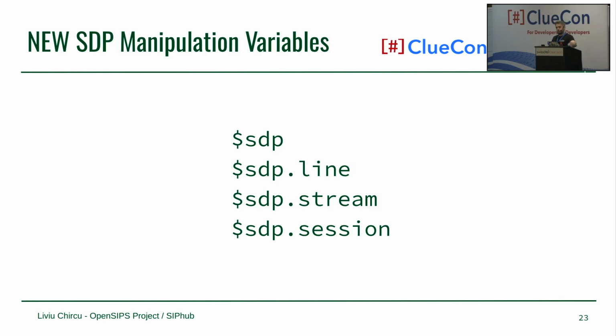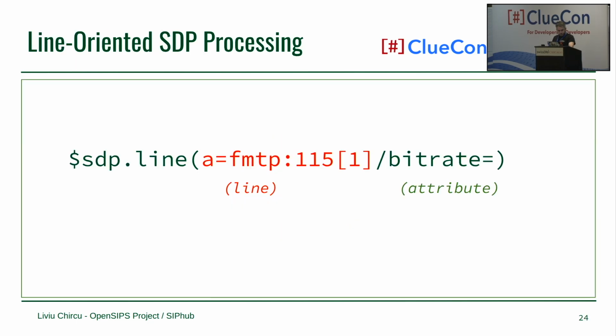The first one is pretty self-explanatory. It just represents the whole SDP as a whole, right? You could read it, fully replace it, right? But then there's line level processing, there is stream level processing, and there is session level processing. I guess maybe session is not that interesting. It's that thing that's on the very top of the SDP, right? Before all the streams. But anyway, you might have to change some data in there as well. Who knows?